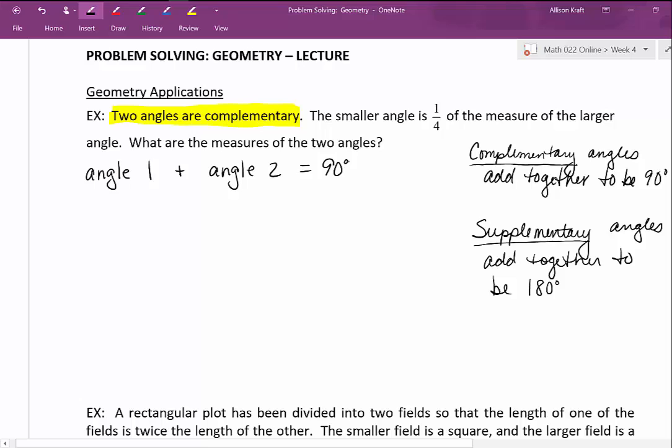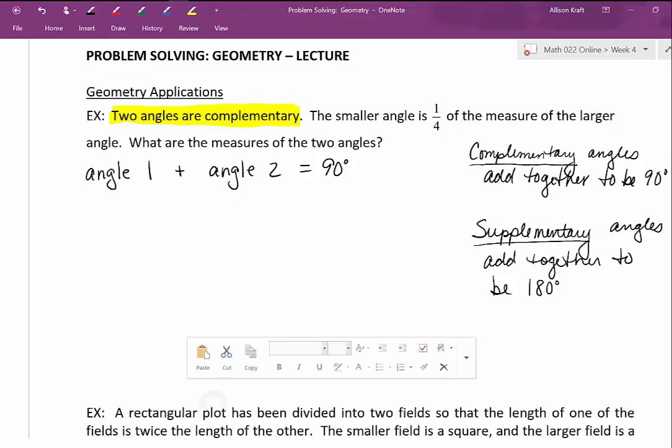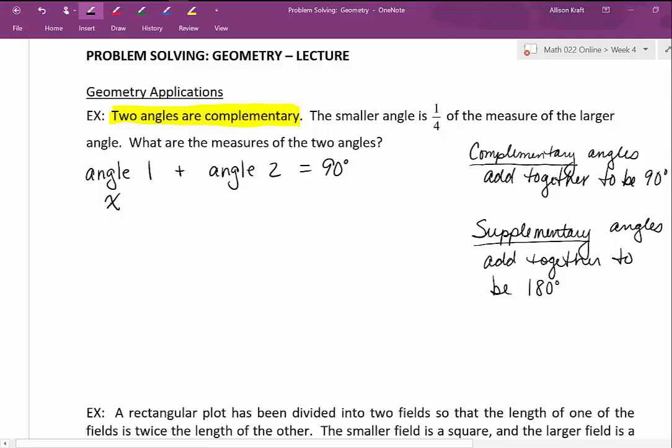The smaller angle is 1/4 of the measure of the larger angle. We don't know necessarily which one is smaller and which one is larger, so we'll just choose one. The measure of the larger angle is unknown. That will be our variable x. The smaller angle is 1/4 of that. We know that of means multiplication, so we want 1/4 times x. This gives us the equation x plus 1/4 x equals 90.